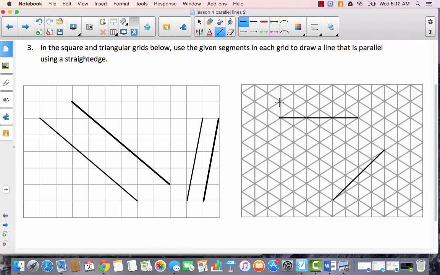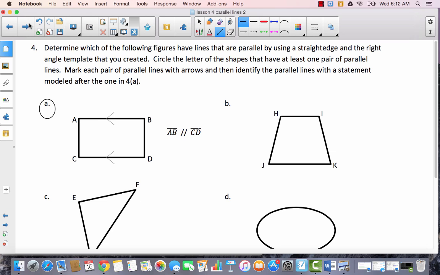All right, now I can do the same thing here. I can start it in the same position as this one and end it in the same position, and I know they're parallel. And then here I can start in this corner and end in this corner. So you can use your grid graph paper to help you make parallel lines. Okay?